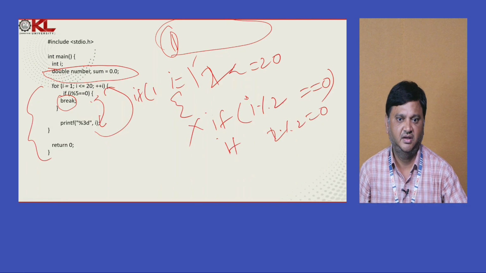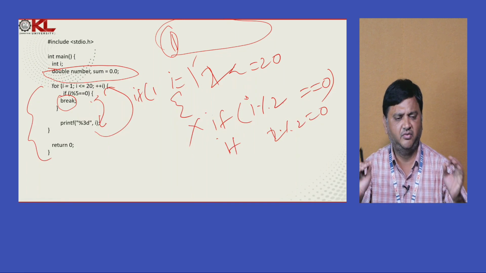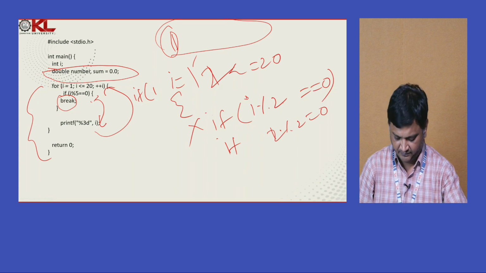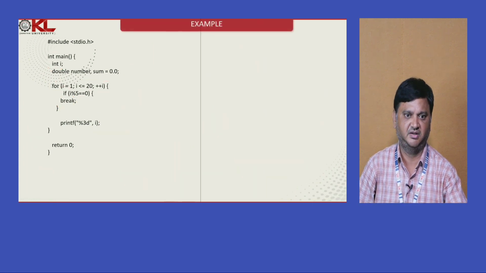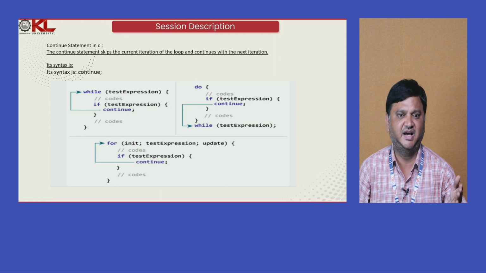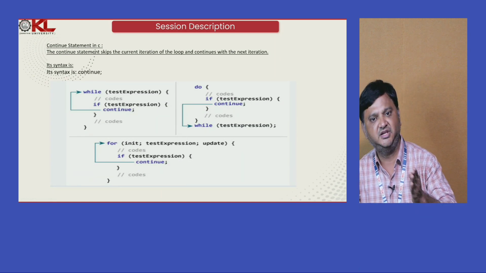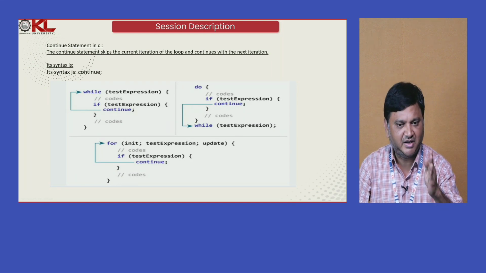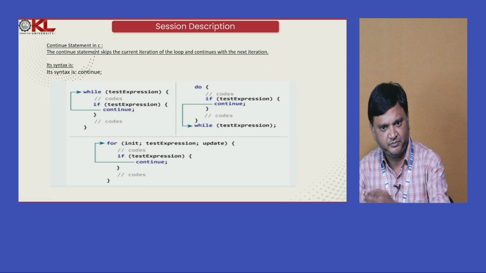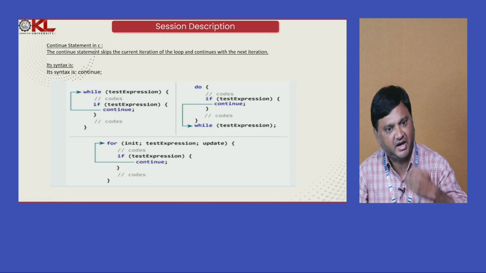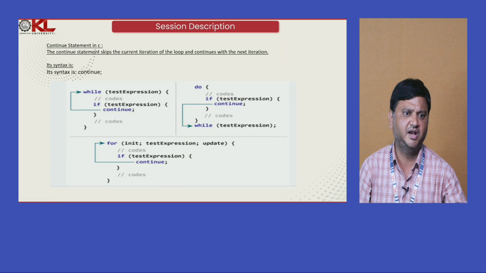So this is the way you have to use a break. Whenever you want to just come out of the program, use a statement called break. That's the importance of using a break statement. And similarly, continue. The continue statement skips the current iteration of the loop and continues with the next iteration. Whenever the condition is satisfied, that particular statement will be skipped. The remaining iterations will be continued. If you want to continue, then use a statement called continue.